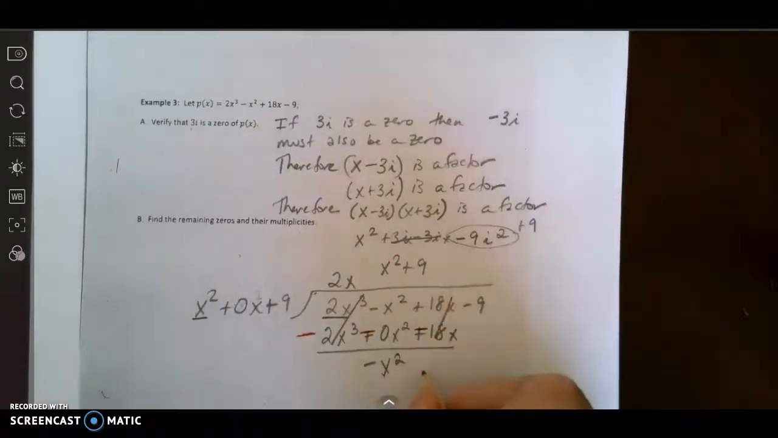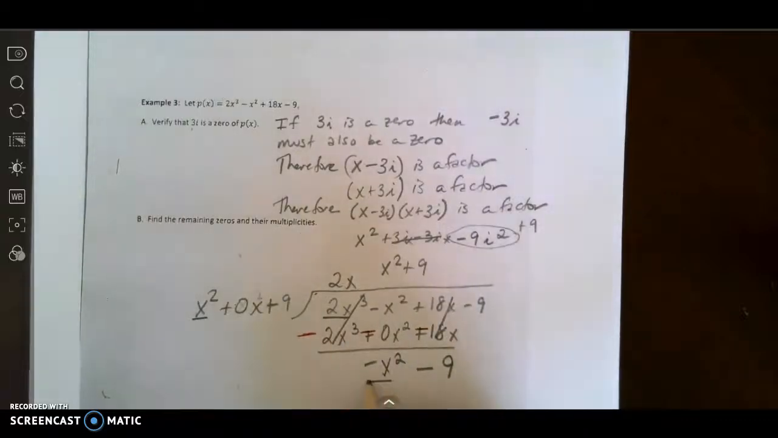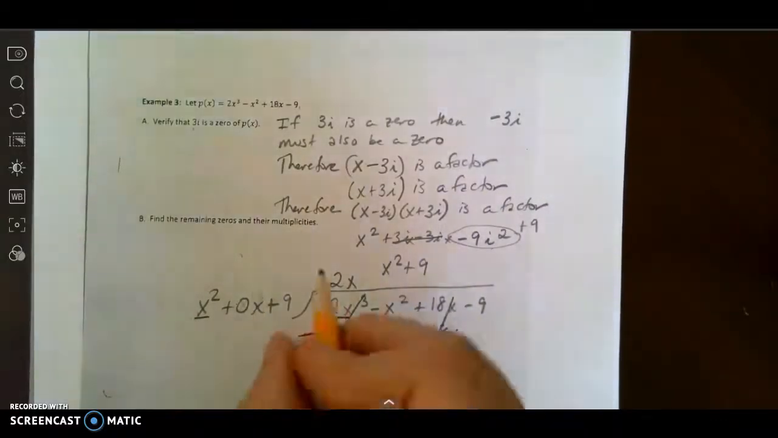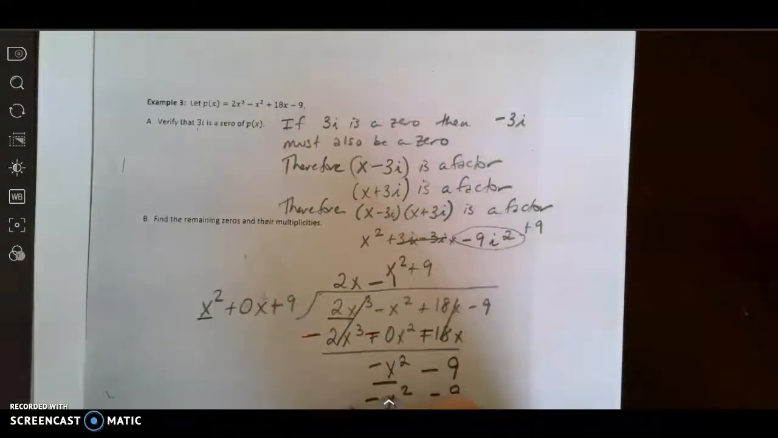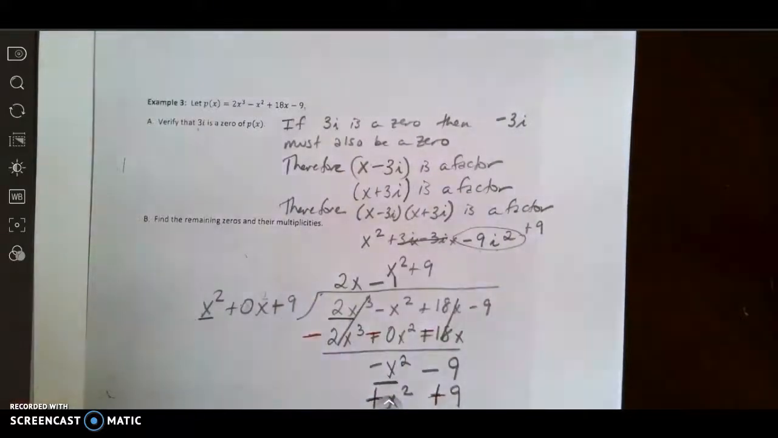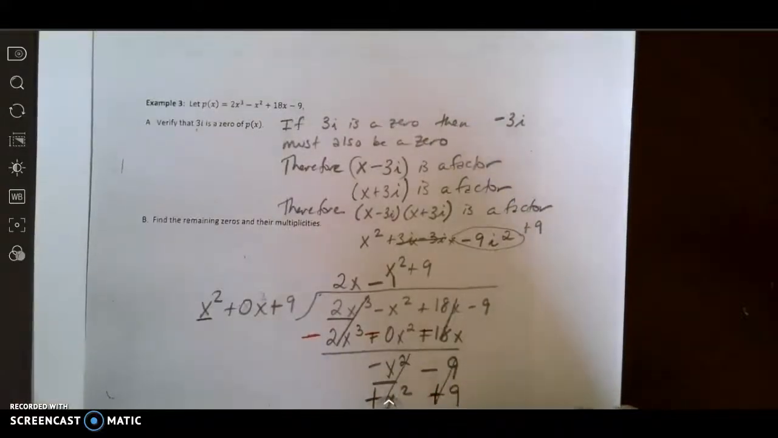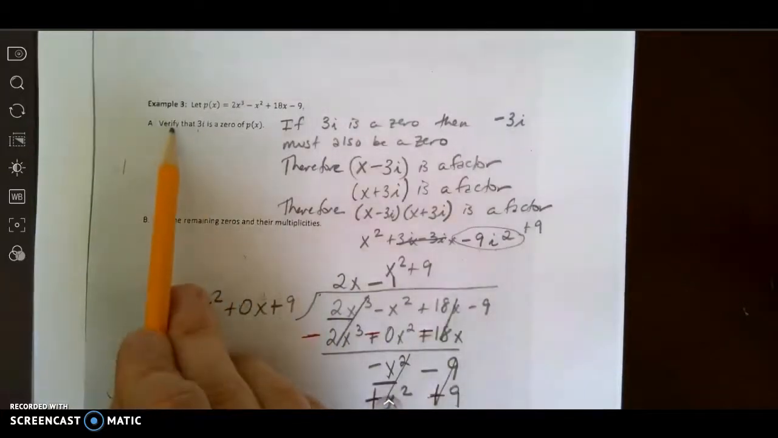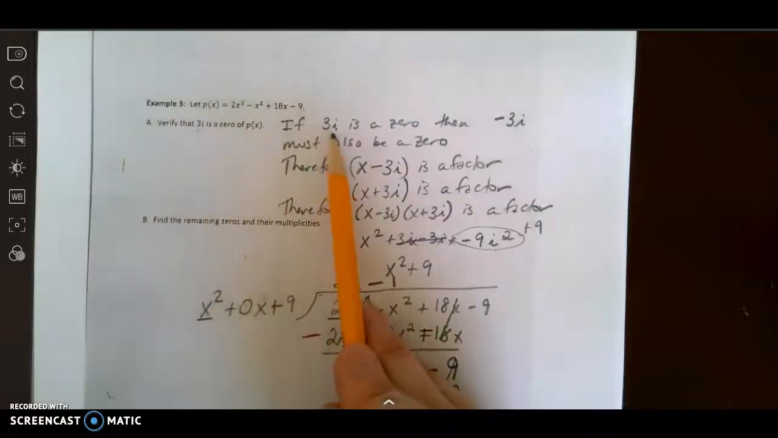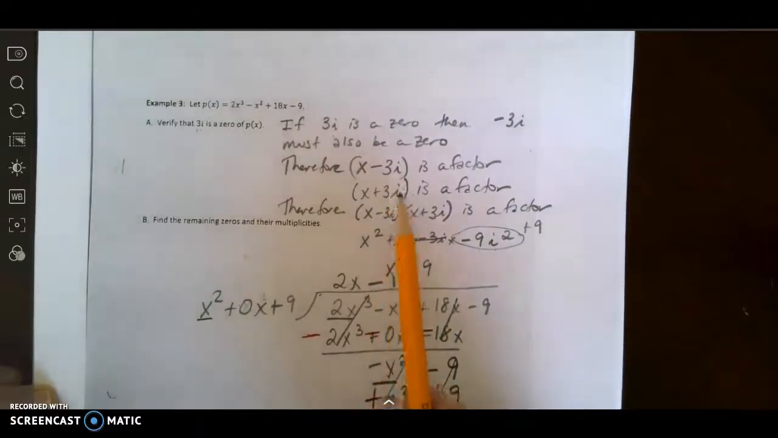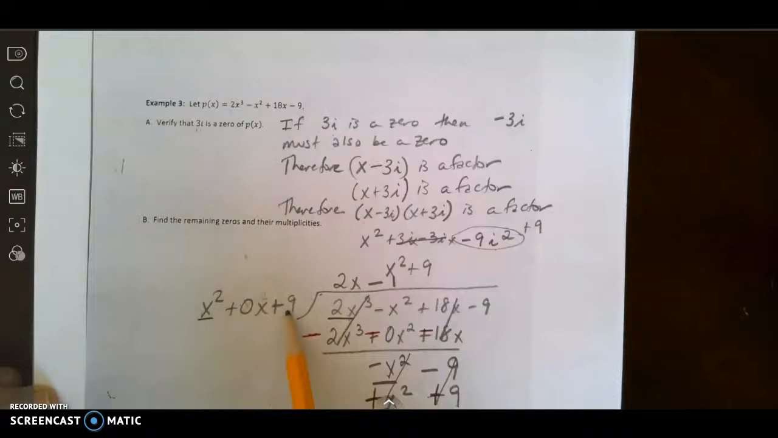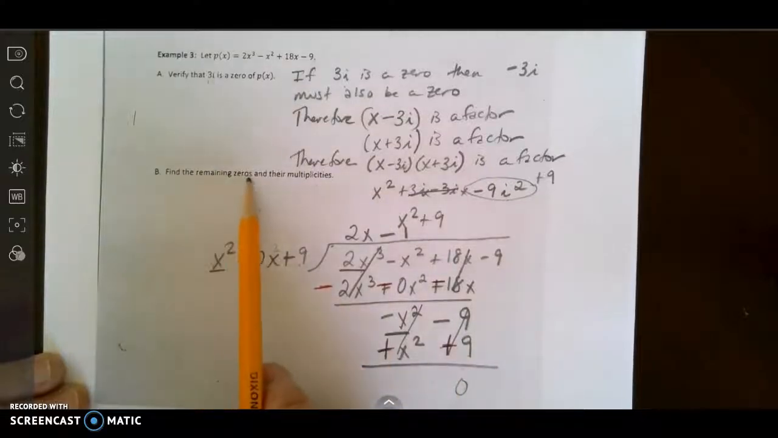Negative x squared, these cancel, minus 9. Focus on the first. Negative x squared divided by x squared is negative 1. And I get negative x squared. And I get negative 9. When I subtract, I change my signs. And I got a remainder of 0. Therefore, I have verified that 3i is a 0, because if 3i was a 0, negative 3i was a 0, which means these factors are factors, and I showed that when I divided by those factors, I got a remainder of 0.